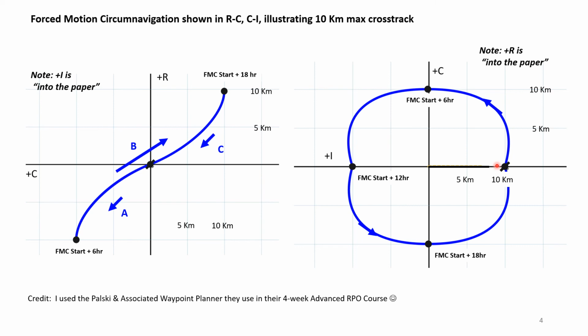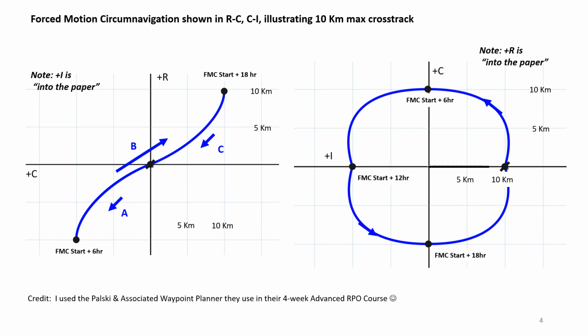Okay, so RI is the typical way we do this, but if you want to get an idea of the 3 dimensions, you've got to look at it in the RC and the CI. And I want to give credit to Palsky and Associates, who teach the advanced RPO course to especially the Delta 9 folks. This is using their waypoint planner. So this stuff is just really fun.